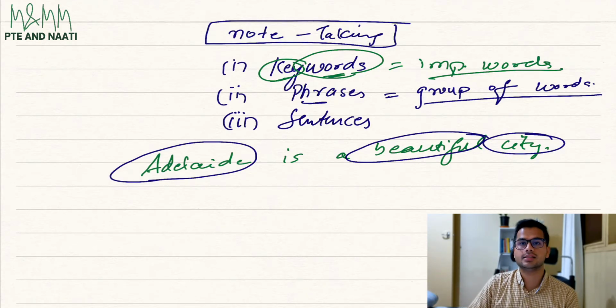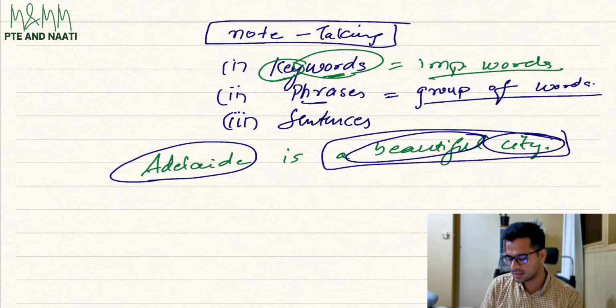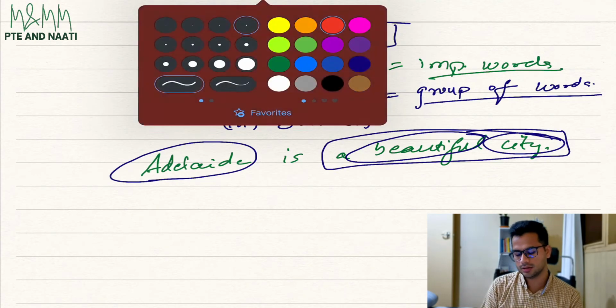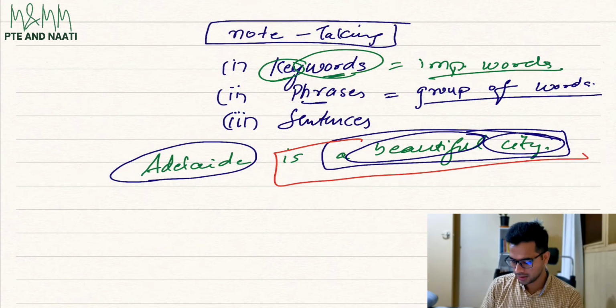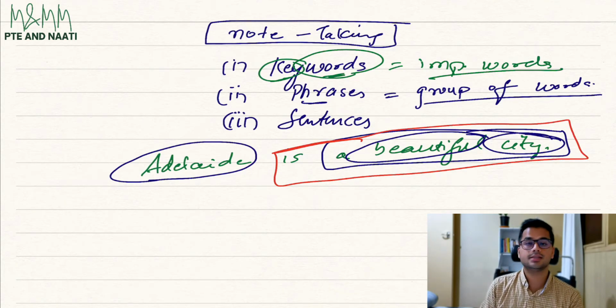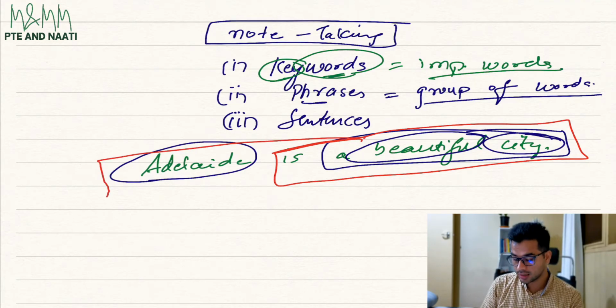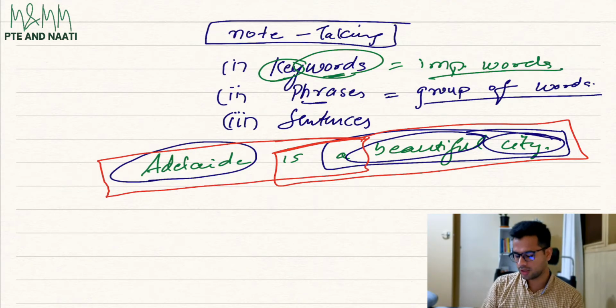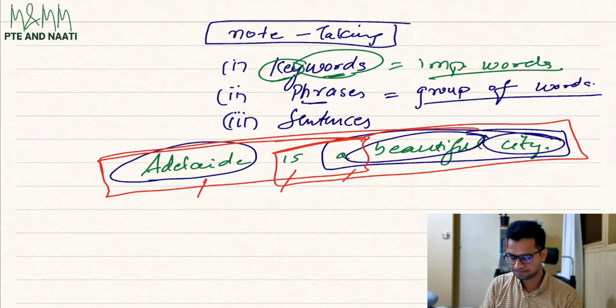Phrases, as I said, are a group of words. Now I can say a beautiful city, that's a phrase. Since it's a group of words and it's not a complete sentence, it is going to be a phrase. Then in the Pearson exam, we can also say Adelaide is a. It's not a complete sentence. It's a group of words which are coming together. It is going to be a phrase again.